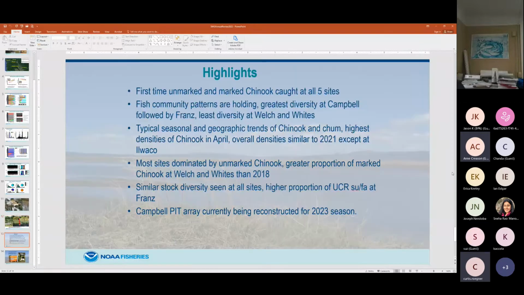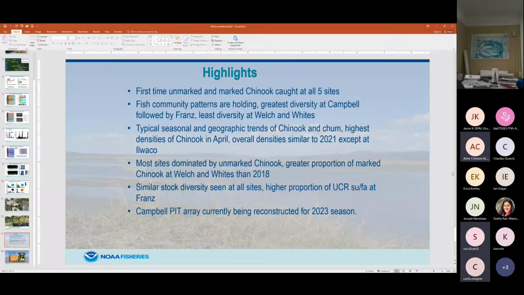I know I'm way over time, and I'll really quickly just highlight that this was a great year for catching Chinook on the Columbia River at our sites. We got marked and unmarked at all 5 sites. The fish community patterns seem to hold pretty steadily. Once again, greatest diversity at Campbell and Franz. The typical seasonal geographic trends of Chinook and chum, the highest densities of Chinook in April. Overall densities are similar to 2021, except Elochoman, where we caught fish this year, and we're really excited about that.